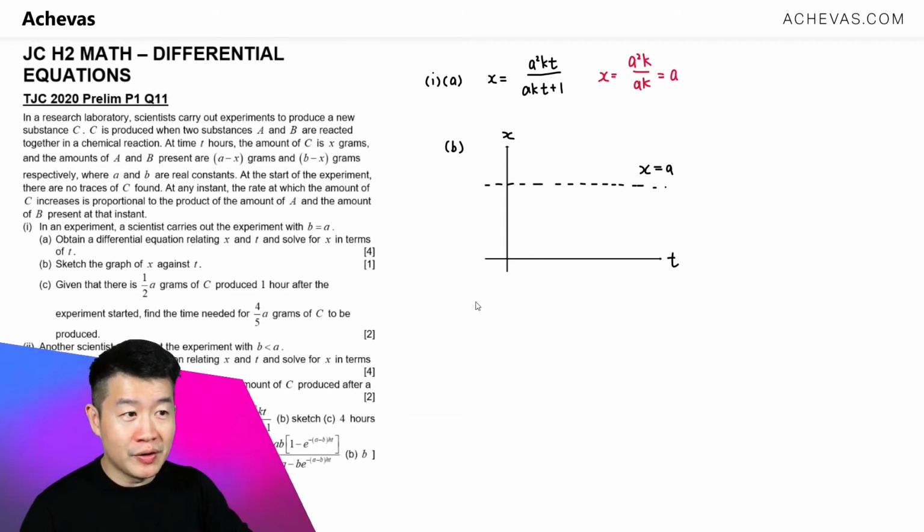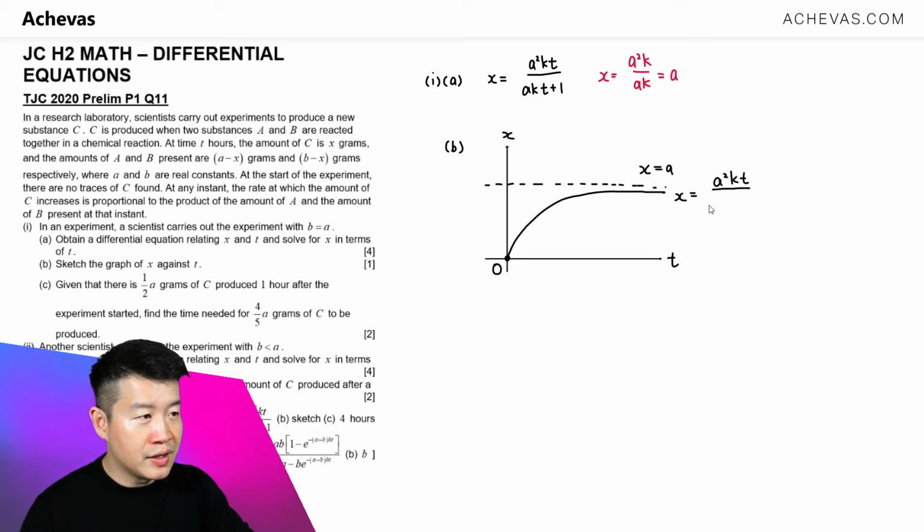Okay, that's actually supposed to be a vertical asymptote. But I'm going to just sketch the part of the graph where t is bigger or equal to 0. So I'm going to start from here. My graph will be tending towards the horizontal asymptote this way. Since t can be bigger or equal to 0, I'm going to use a solid dot here. And let me finish off by labeling my graph. So x is equal to a squared kt divided by akt plus 1.